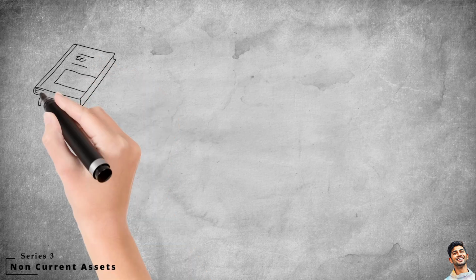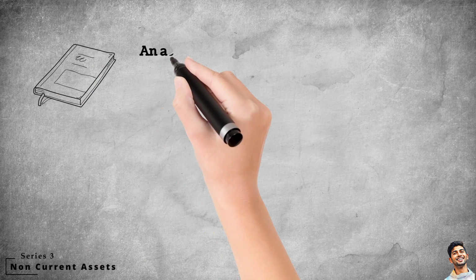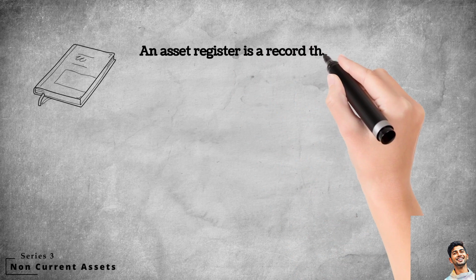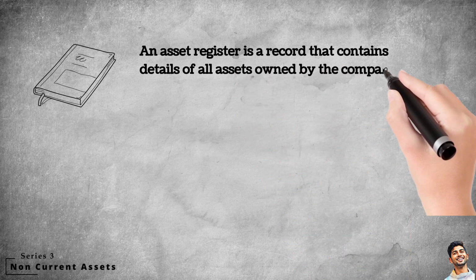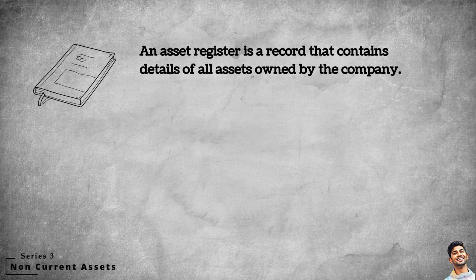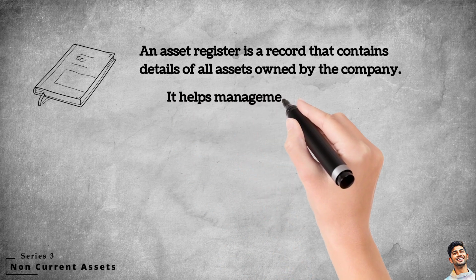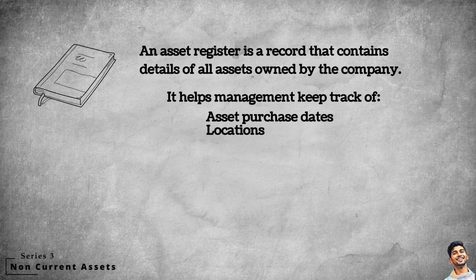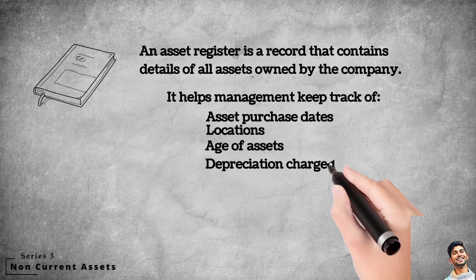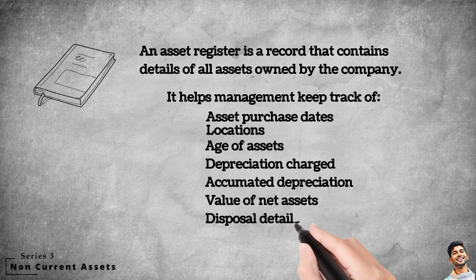Now let's move to the asset register. An asset register is a record that contains details of all assets owned by the company. It helps management keep track of asset purchase date, location, age of assets, depreciation charged, accumulated depreciation, value of net assets, and disposal details. In one place, you can easily see how many assets the company owns and their current status, and other important information for each asset.